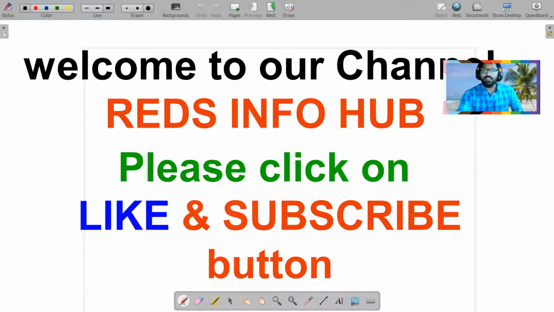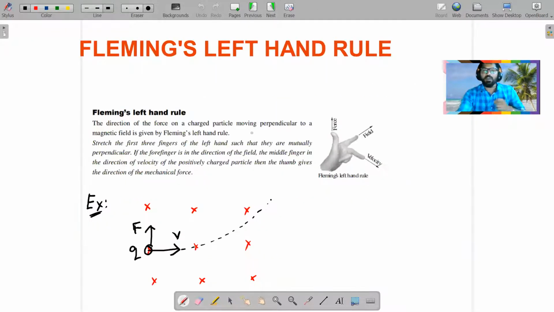Let us see briefly what is Fleming's left hand rule. Fleming's left hand rule actually gives the direction of what? The force. The direction of the force on a charged particle moving perpendicular to the magnetic field is given by Fleming's left hand rule. And what is the statement of Fleming's left hand rule?